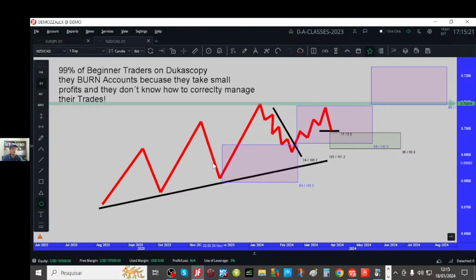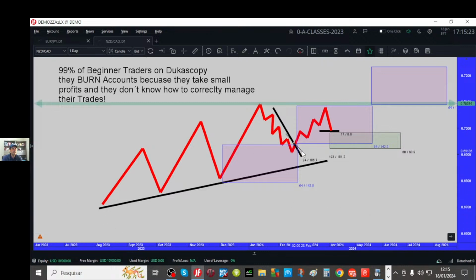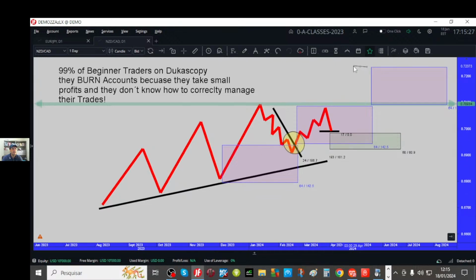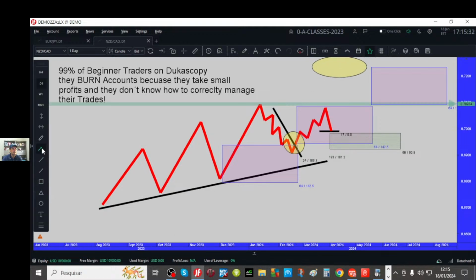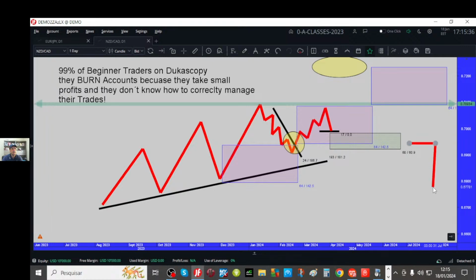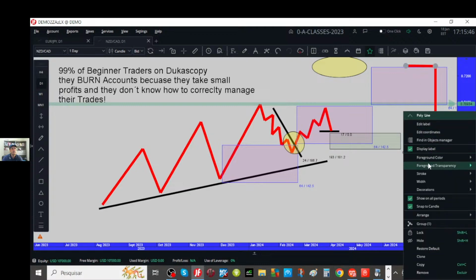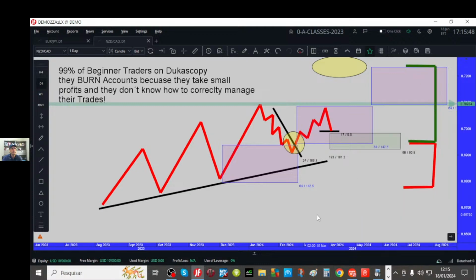My plan was to enter here in the circle and exit up here at another circle. My plan was to risk that much, and my plan was to make that much. That was the initial plan, right?